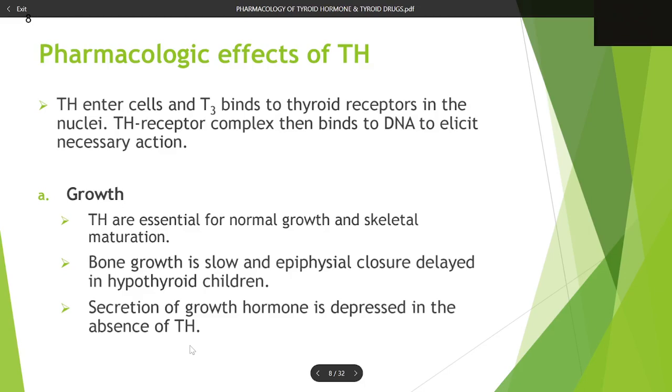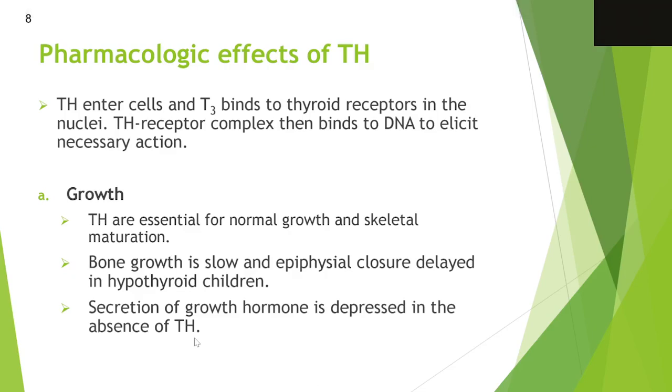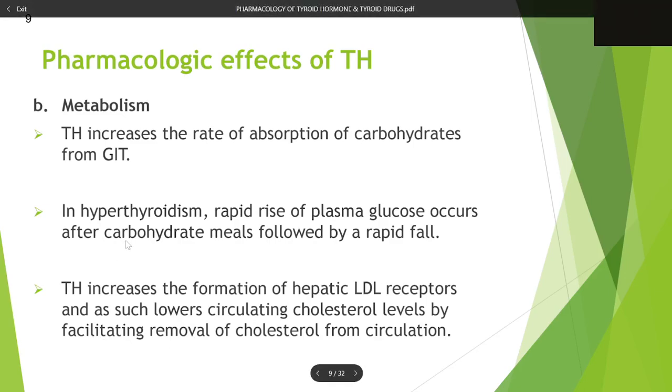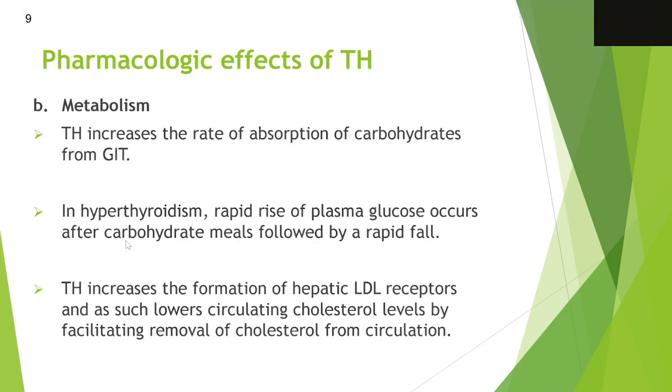Secretion of growth hormone is depressed in the absence of thyroid hormone. So that's why there's retarded growth, there's slow growth. Now another pharmacological effect is metabolism. Thyroid hormone increases the rate of absorption of carbohydrates from the GIT, that's the gastrointestinal tract. In hyperthyroidism, there's a rapid rise of plasma glucose after carbohydrate meals, followed by rapid falls.